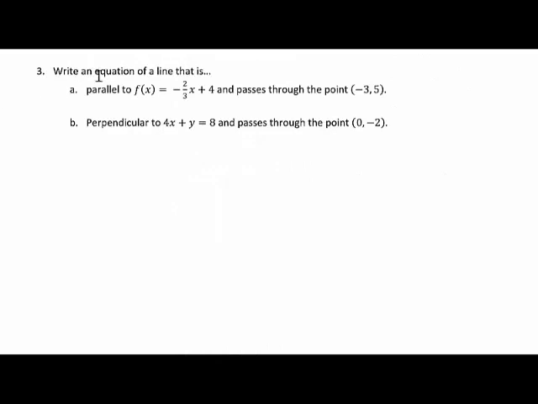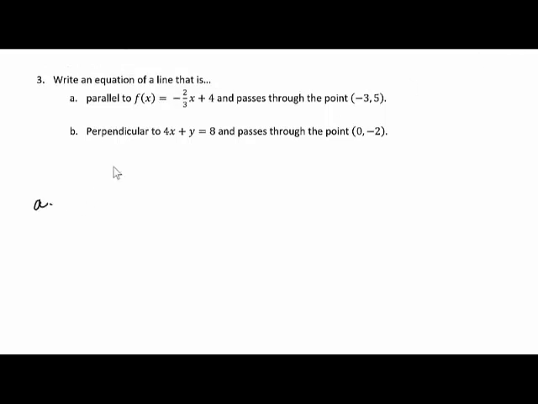And lastly, we want to write an equation of a line that is part A parallel to f of x and passes through the point negative 3, 5. So we're going to use the slope of the given line, because parallel lines have the same slope, which is negative 2/3. And the point given to write the equation of the line. Okay, and I'm going to start with point slope form.